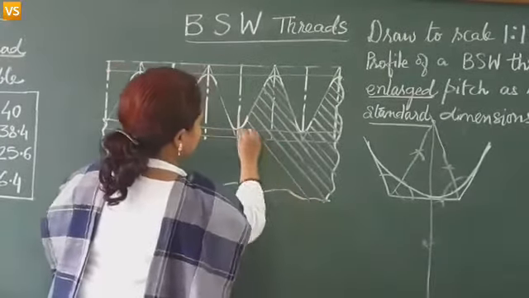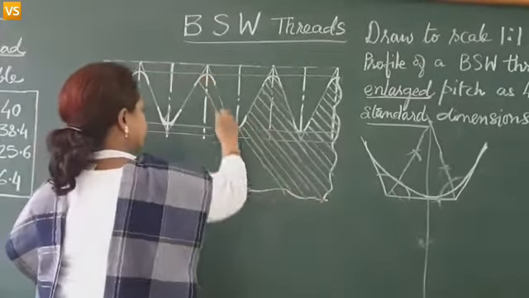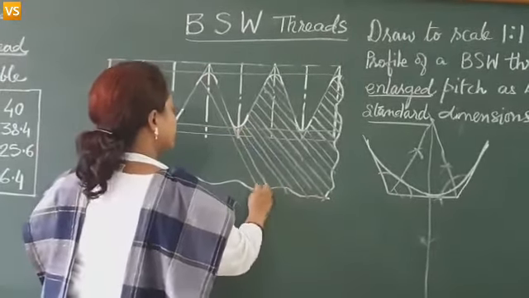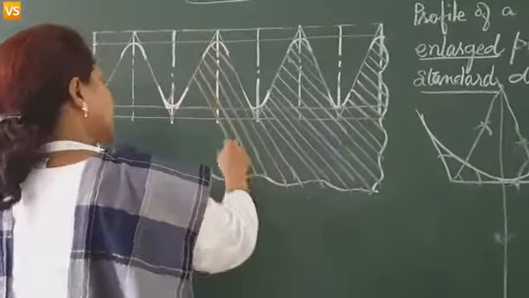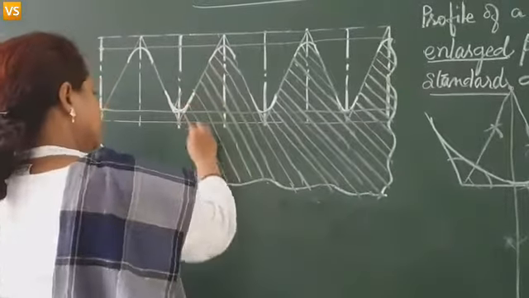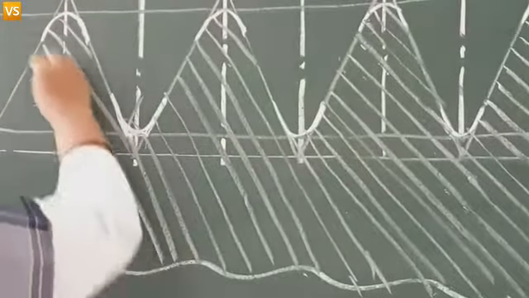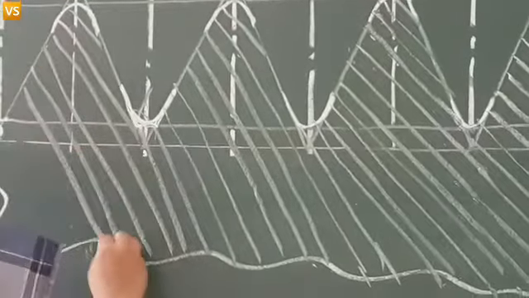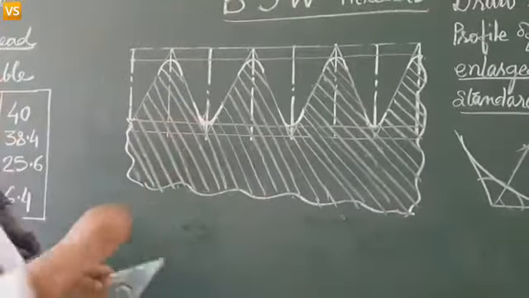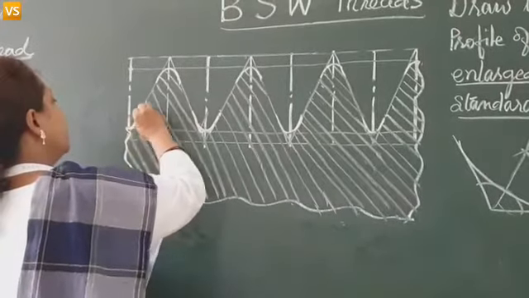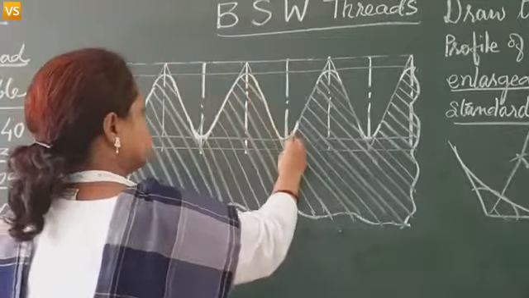So you can use your drafter or set square to make the hatching lines. At the moment I am making them freehand, so that the video is not very lengthy, otherwise it will take a lot of time to view it and you will not be enjoying the video at that time. So now I am going to make the profile dark, all those required lines as dark.